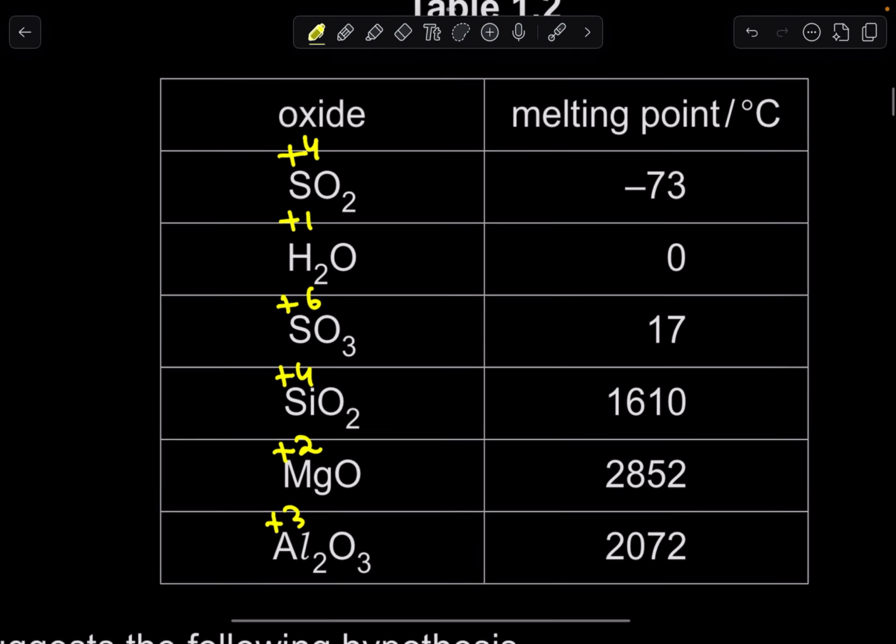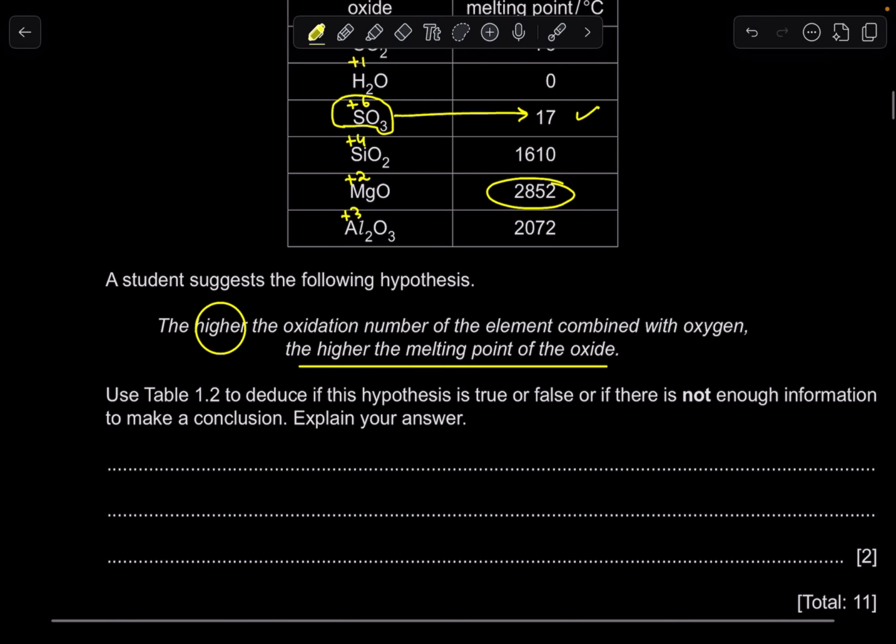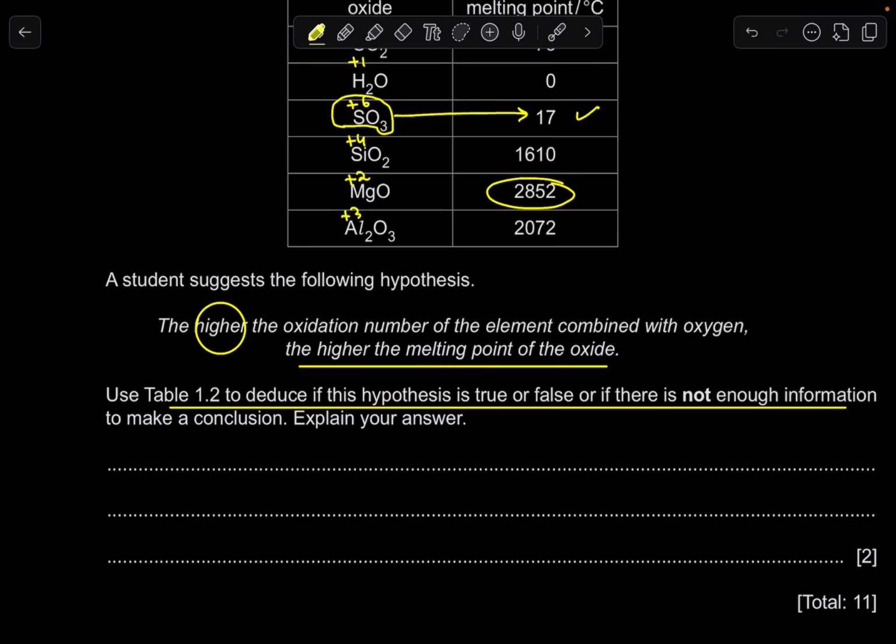No, the highest oxidation number is of sulfur trioxide, and it does not have the highest melting point. The highest melting point is of magnesium oxide, whereas the highest oxidation number is of sulfur oxide. So this hypothesis: use table 1.2 to decide if this hypothesis is true or false, or if there is not enough information to make a conclusion.